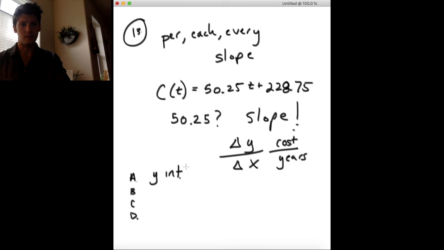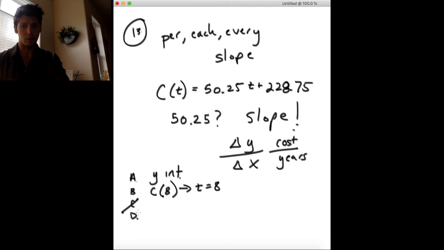Answer choice B is the value, it's really C of 9 years later, so it's C of when t equals 8. So it's the value when t equals 8. That's not what we want. We want slope. And then C and D just flip each other. So we want cost. It's not the increase in years divided by the cost. It's the increase in cost divided by the years.